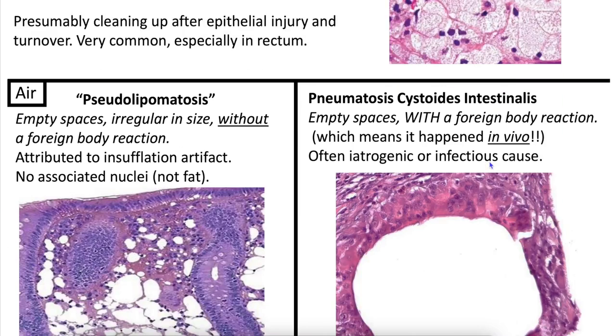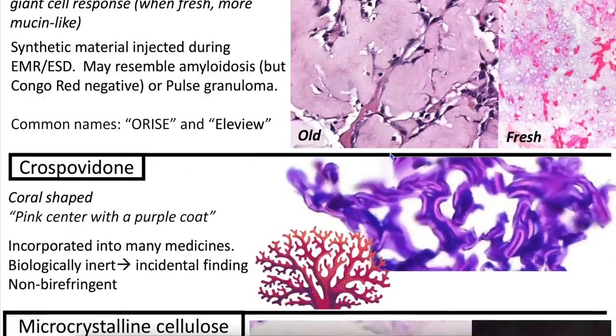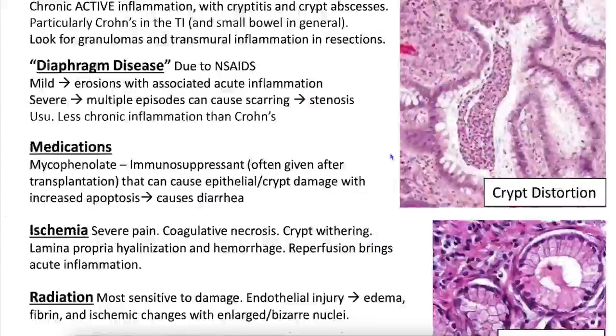And then air, pseudolipomatosis, where you'll have empty spaces irregular in size without a foreign body reaction. It's attributed to insufflation artifact and no associated nuclei, so it's not fat. Pneumatosis cystoides intestinalis is empty space with a foreign body reaction, which means it happened in vivo, often iatrogenic or infectious cause.